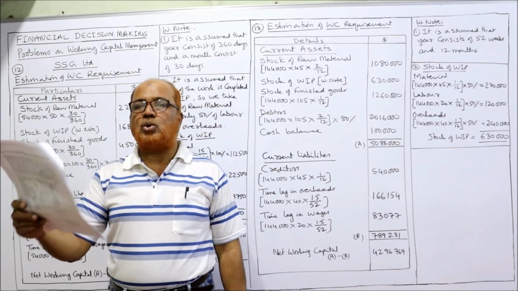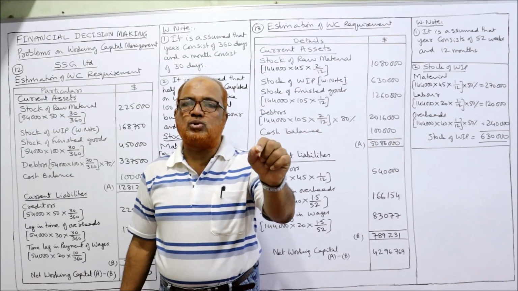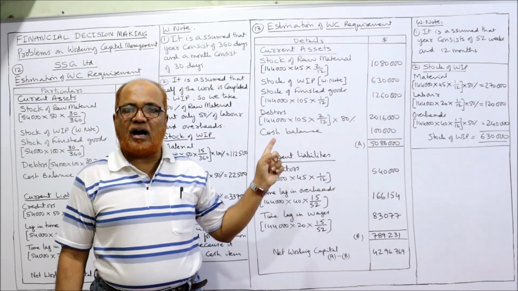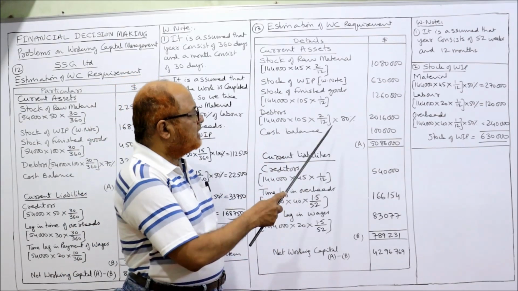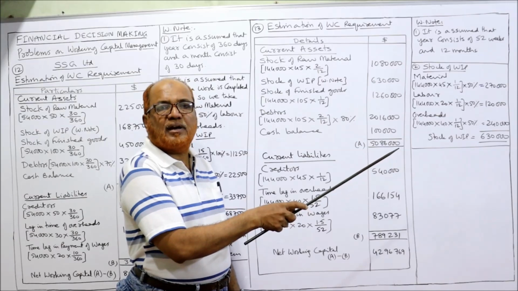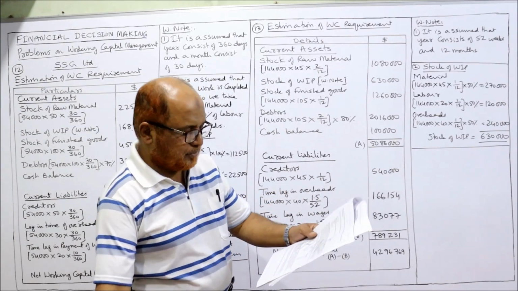20% of the output is sold against cash. That means 80% of goods are sold on credit. So while calculating debtors, we should take 80%. Here you can see 20% cash, 80% credit. So credit sales should be taken for calculating debtors, 80%.